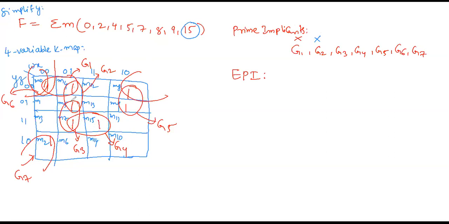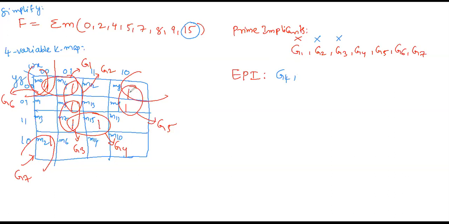G3. In G3, we are having M7, M5. M5 is part of G2. M7 is part of G4. So it is also not an essential prime implicant. G4. In G4, M7 is part of G3. M15 is alone. It is not part of any group. So essential prime implicant is G4.